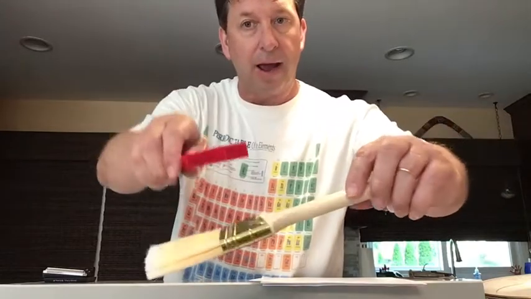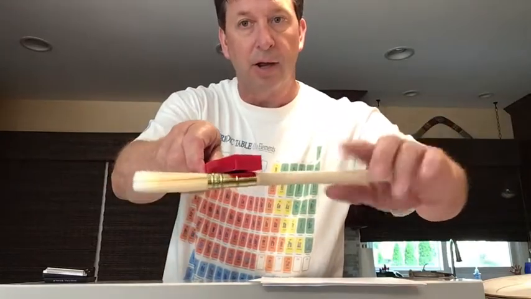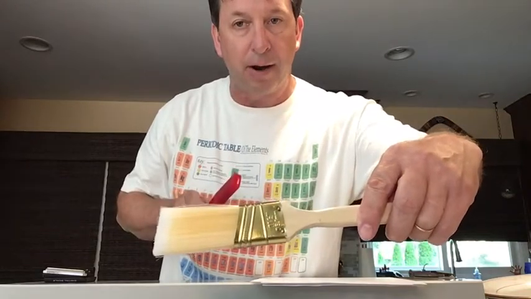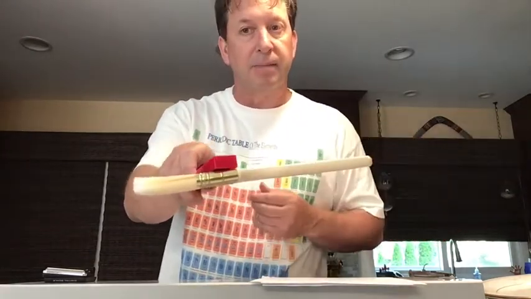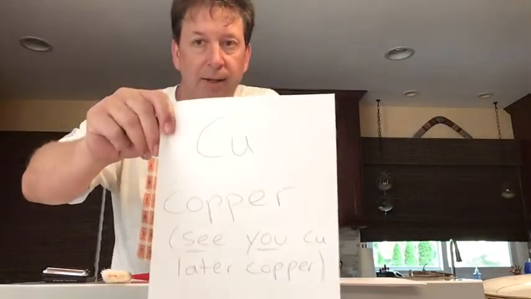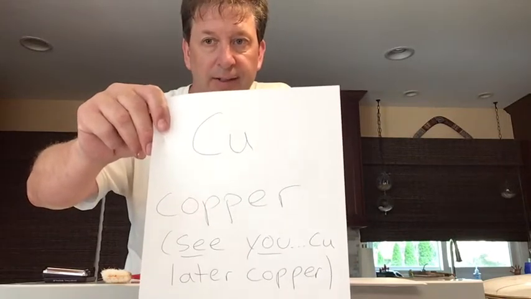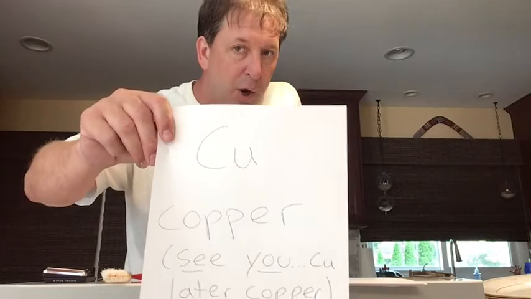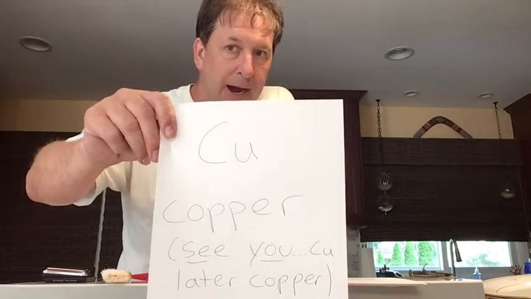Now let's try this paintbrush. If I go ahead and try to pick up the paintbrush, the paintbrush for sure has shiny copper on it, but because it's magnetic, it probably contains another metal, probably iron. If we look and see our symbol for copper, Cu is our symbol for copper. It is not Co. Co is cobalt, which I don't have any samples of.